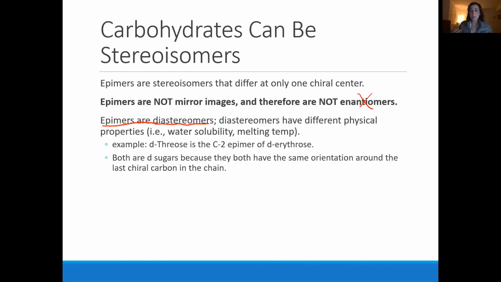And I'll show you an example of this in a second. So they still have the same bonds. All of the atoms are bonded to each other in the same way. The arrangement around a chiral center has been changed. So just two things have been flip-flopped and arranged slightly differently. But in this case, they're arranged in a way that makes them still have the same chemical formula. They are still stereoisomers, but for epimers, they are not enantiomers.